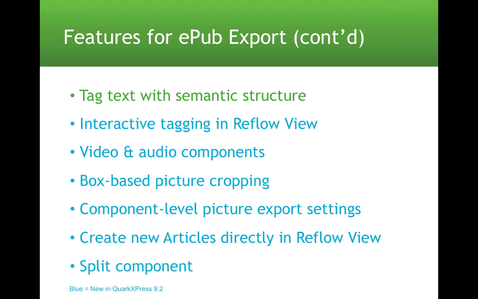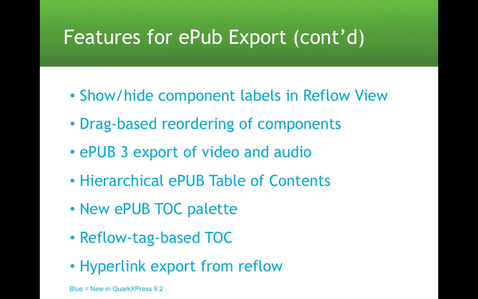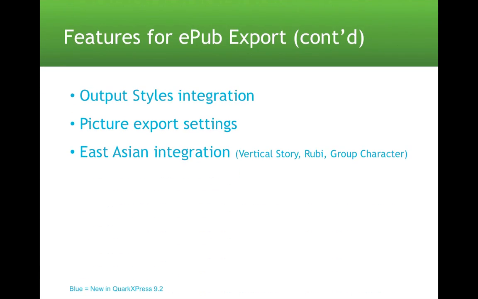You can create new articles in the reflow view, and you can of course split components as we have seen. You can hide the components levels if you want to see labels, if you want to see how your ePub will look like. You can reorder it with your mouse. You can export video and audio using the ePub 3 format, and of course you can create a table of content using 2 different methods and add hyperlinks to your ePub.